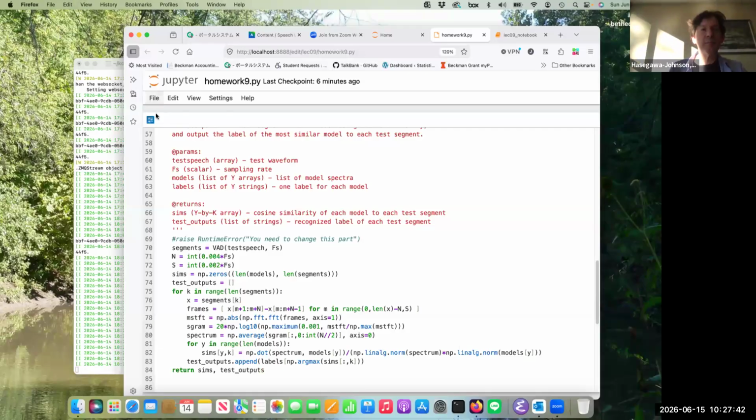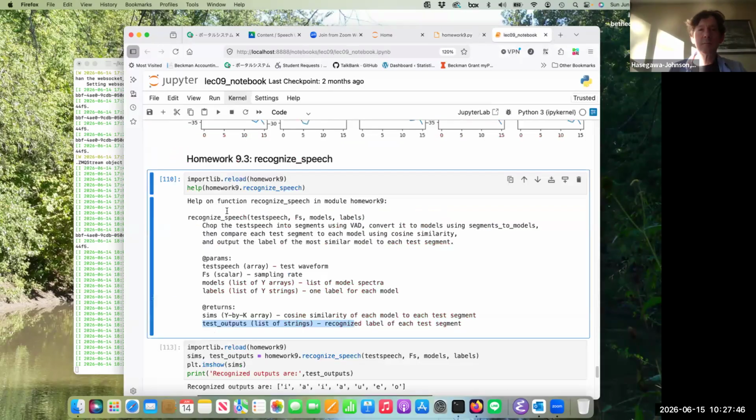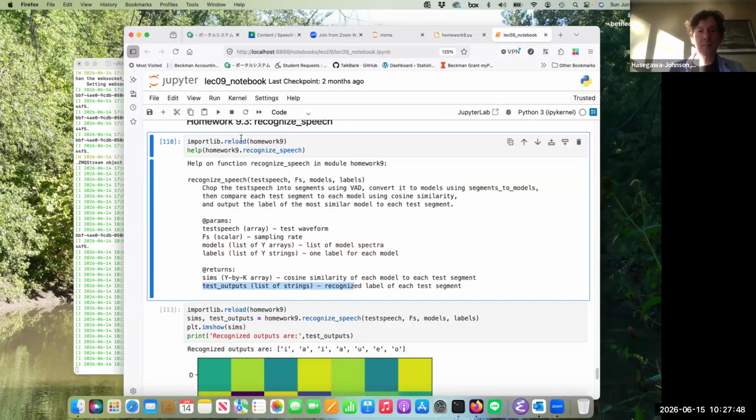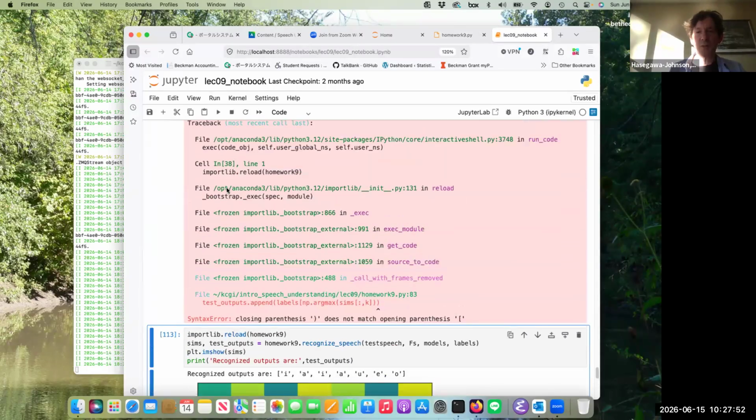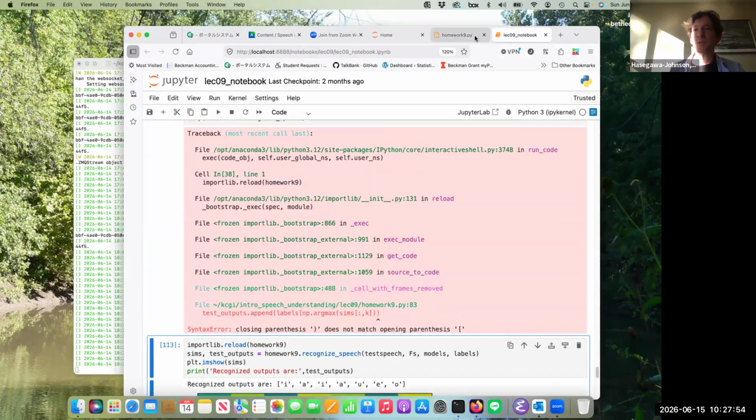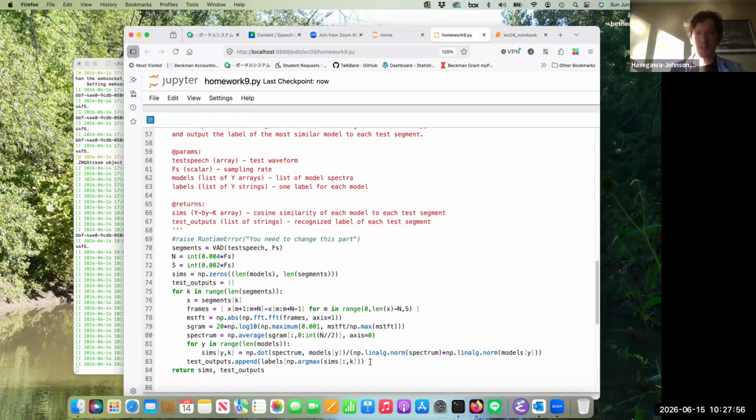Let's see if that works. First of all, let's check to make sure we don't have any typos. Oh, there's a closing parenthesis that doesn't match after test outputs append. Let's see. Test outputs append labels of NP argmax. There we go.